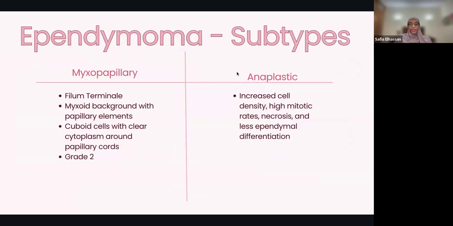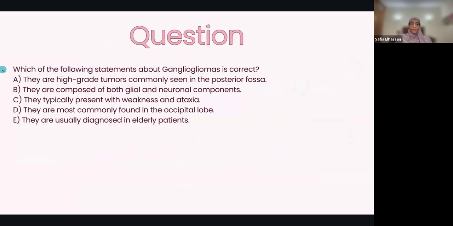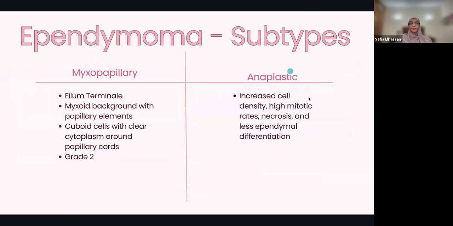So the ependymoma actually has 2 different subtypes. There is the myxopapillary and there's the anaplastic. So myxopapillary is typically seen in a myxoid background with papillary elements. A myxoid background just means one that has a lot of mucin. It's typically located in the filum terminale of the spinal cord, and it has cuboid cells with clear cytoplasm around papillary cords. This is a relatively low-grade subtype, grade 2.